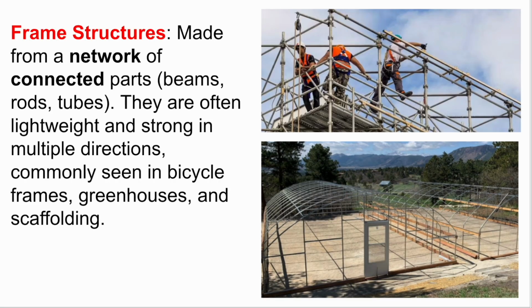Let's talk about some of the structures that you'll need to know. So first one is a frame structure, and this is formed from a network of connected parts. This might be beams, rods, or tubes, and they're often lightweight and strong in multiple directions, and you commonly see them in things like bicycle frames, greenhouses, or scaffolding. And so this is scaffolding right here, and this is a greenhouse frame. And you would cover this over with plastic or a shell. We'll talk about those right now.